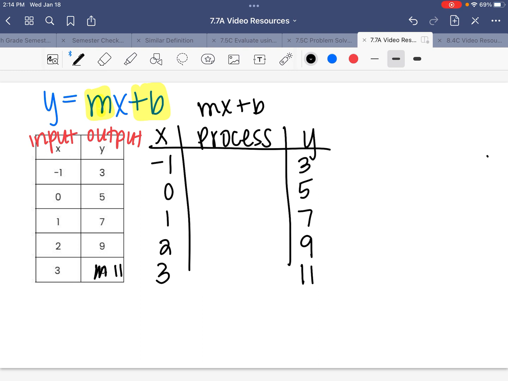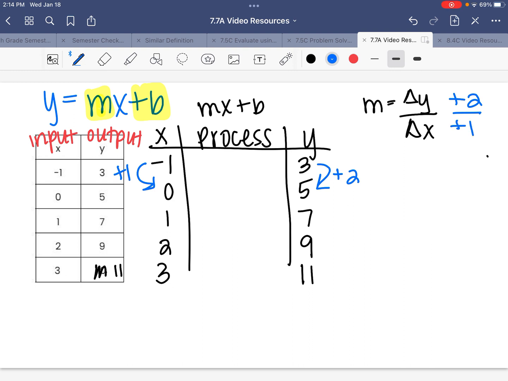And I know when I'm given coordinates and pairs, sets of ordered pairs, I can find the rate of change by comparing the change in y to the change in x. And so I see that from 3 to 5, I increased by 2. So that change in y was an increase of 2. When my y increased by 2, x went from -1 to 0, so it increased by 1. So 2 over 1 just simplifies to 2, and that is my rate of change. That is that multiplicative piece.